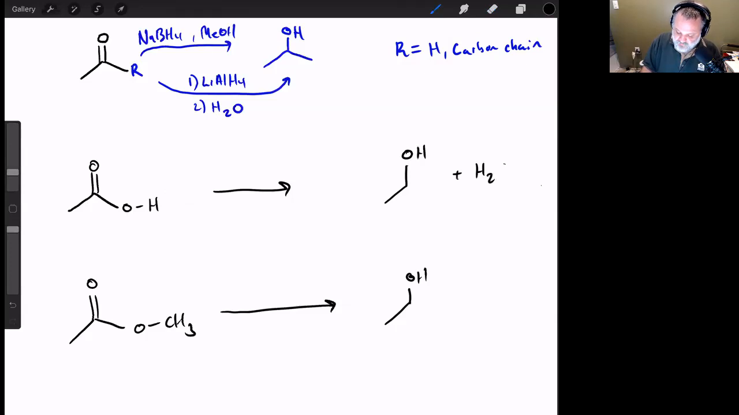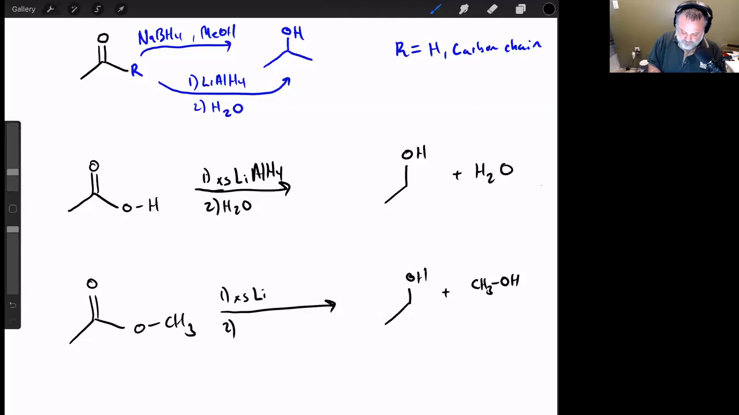In this case, the side product is water, and in this case, the side product is methanol. Because these carbons are more highly oxidized, I'm going to need more of the reagent. So it is lithium aluminum hydride, but I need it in excess. I still need the second step of water. The mechanism being the same as you saw before. So this is how we can form alcohols through oxidation, or through reduction, excuse me.